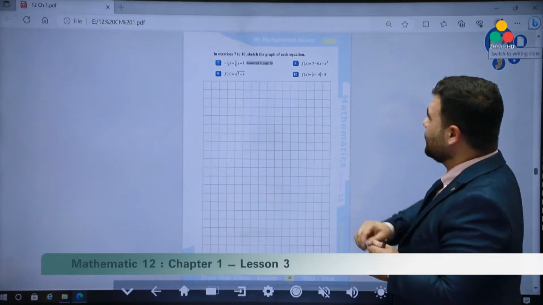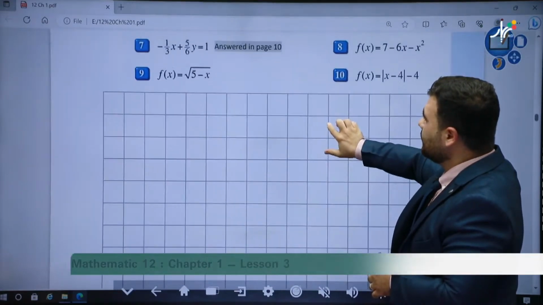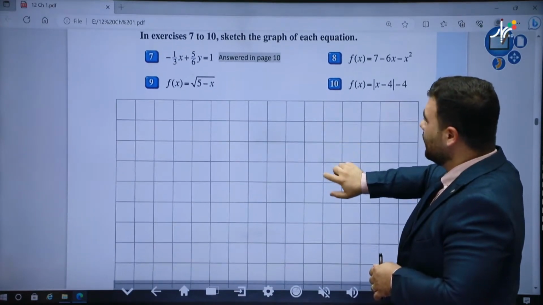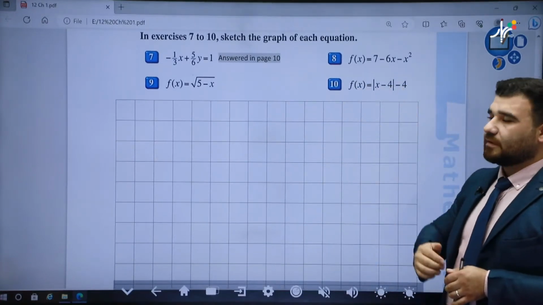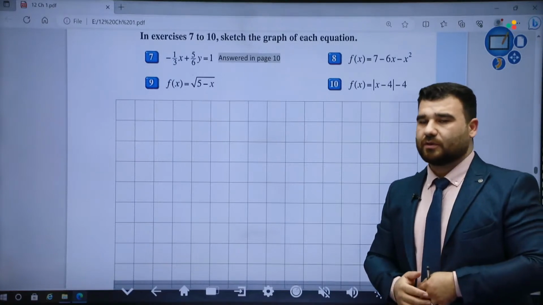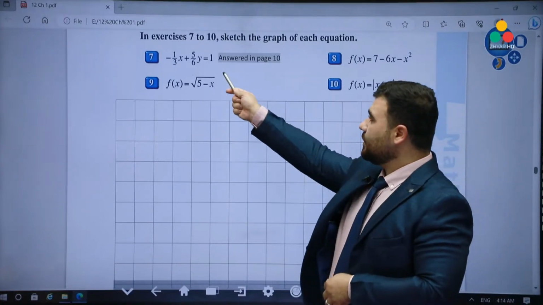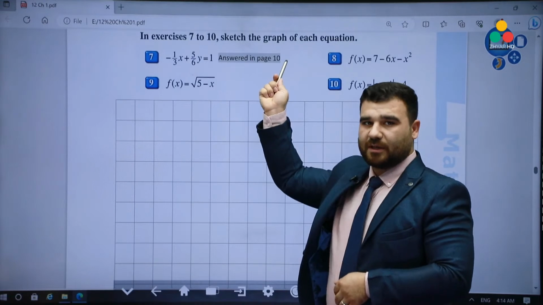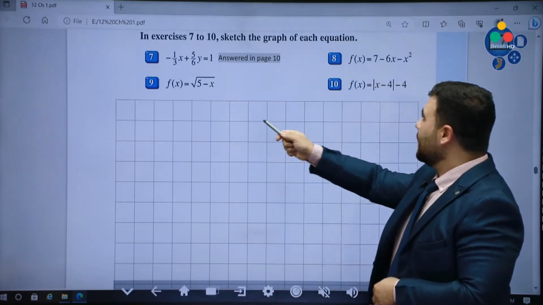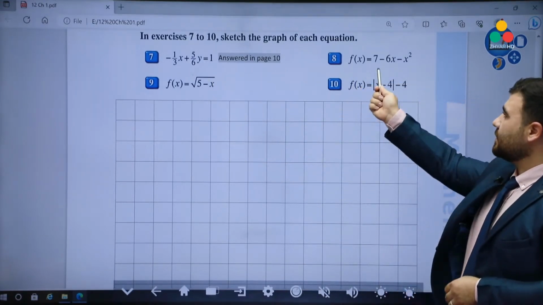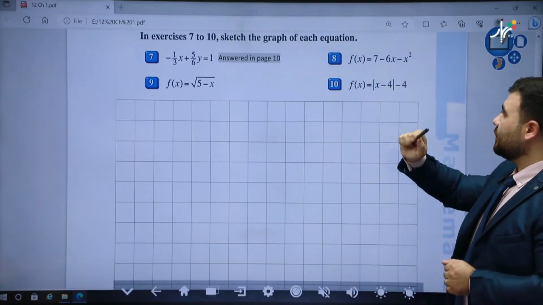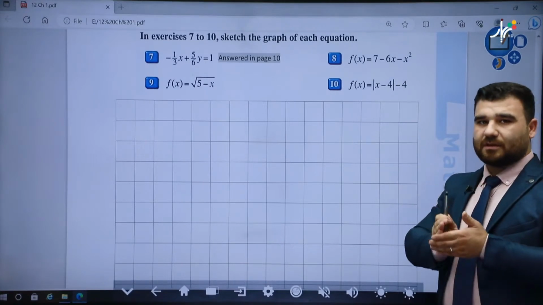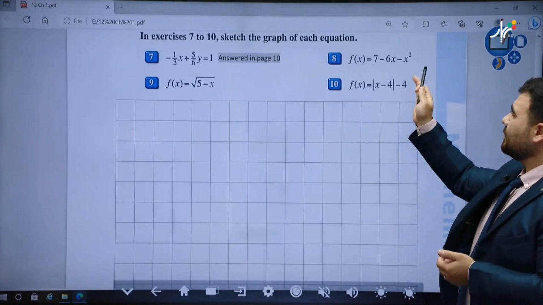Here we have some questions to graph. So pause the video, try to graph these functions on your own to check your understanding. By the way, this one is already done in lesson 1 on page 10. We solved this. The rest, the graph of this is an upside down U shape. Then we need to find negative b over 2a to find the middle of the graph, which is at negative 3.